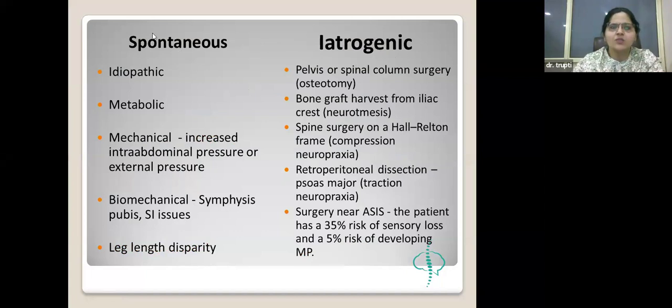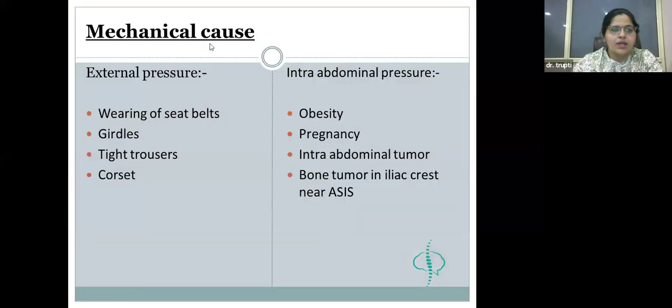And under spontaneous will come idiopathic, like unknown cause. Metabolic, it can be your diabetes. Mechanical, biomechanical dysfunctions like pubic symphysis, SI issues. Leg length disparity is also one of the causes. In mechanical causes, there can be external pressure or intra-abdominal pressure, both. Like if there is pressure from the outside on the nerve, or the pressure is from the inside to the nerve, in both cases the nerve will get irritated and there will be the symptoms.